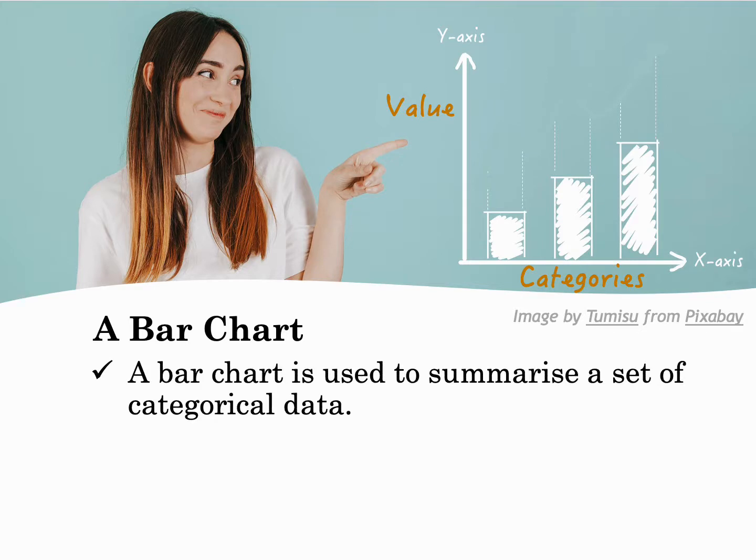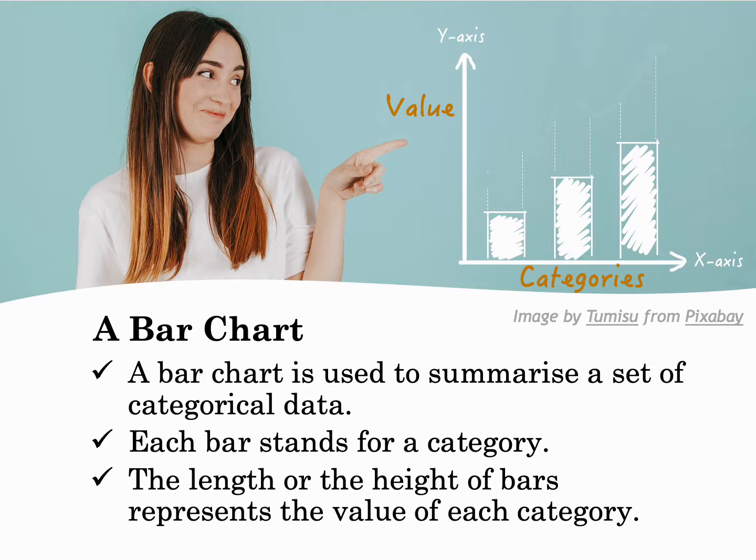People use a bar chart to summarize a set of categorical data. Each bar stands for a category. The length or the height of bars, depending on which axis you use to show the value, represents the value of each category.